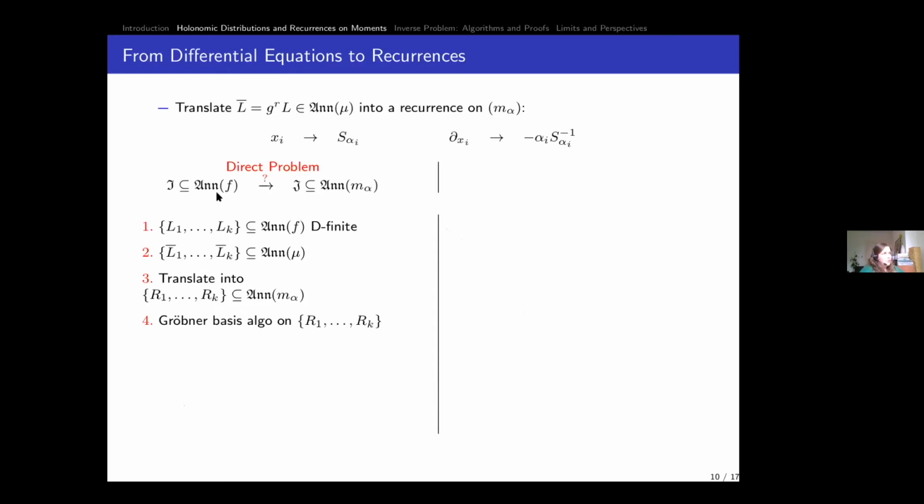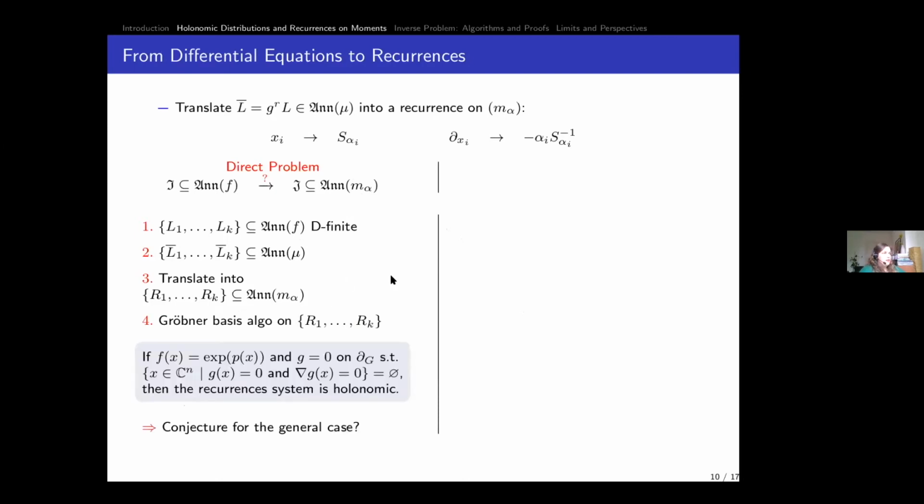For the direct problem, once we know an annihilator, a left ideal for the annihilator of f, we can build a left ideal for the annihilator of the moment sequence by using the translation rule that I just showed previously. We have shown that the annihilator that we obtained is holonomic in special cases, namely for an exponential of a polynomial when the polynomial which cancels on the boundary is not singular. But in the general case, although we reconstruct some operators that annihilate the sequence of moments, we are not able to prove that this set of operators is indeed a left ideal for the whole annihilator of the moments.